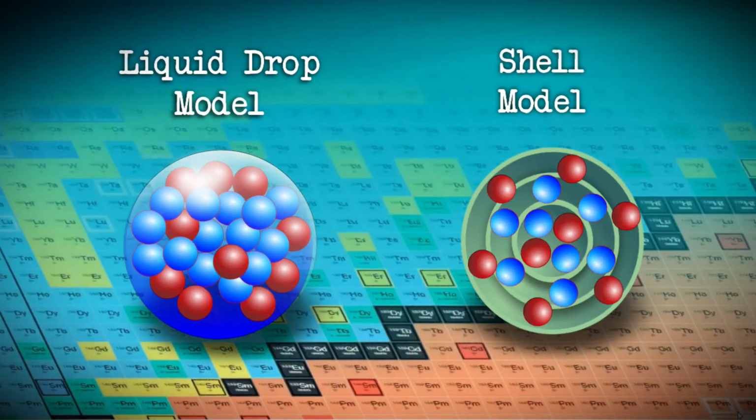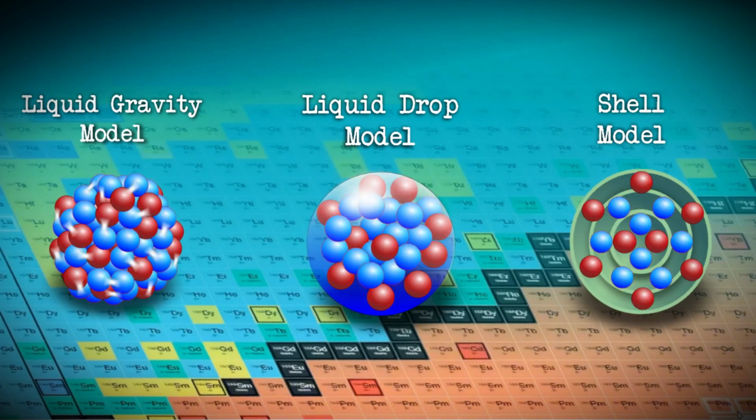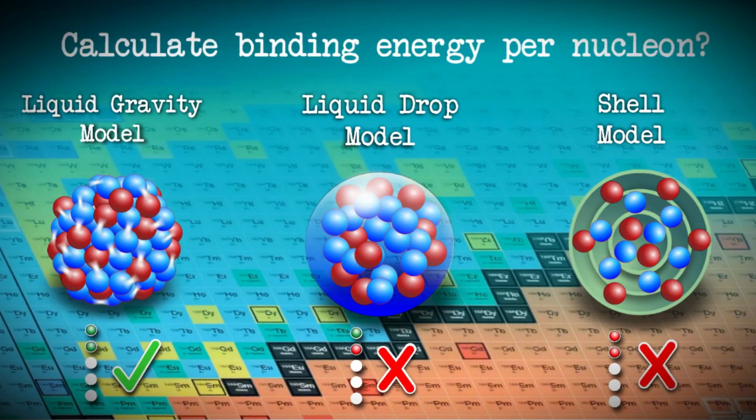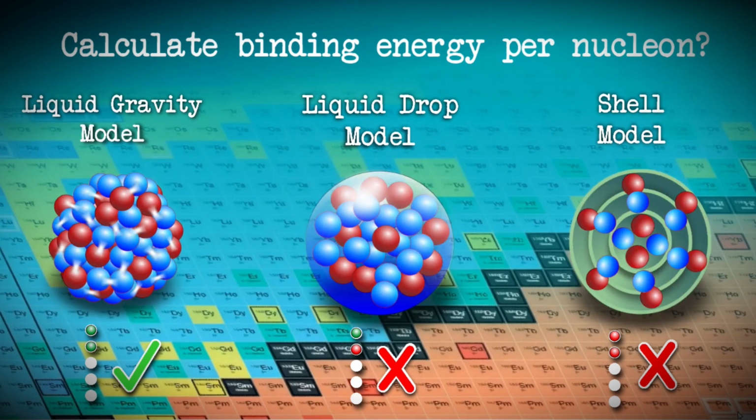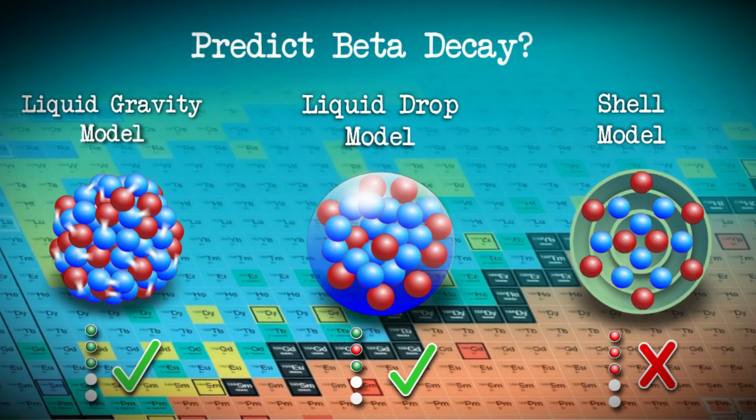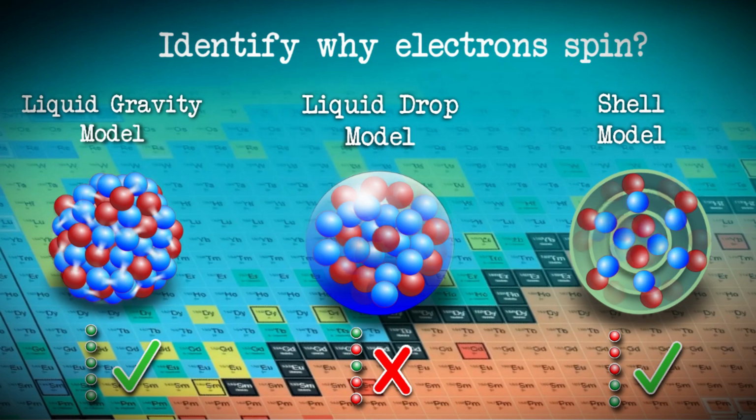Why do we need a new atomic model when there are 2 that scientists have already developed? Their models don't help to predict new atoms and can't answer all the questions. Like, can they calculate binding energy? If so, can they break it down into energy per nucleon? What about predicting beta decay? Or stability patterns? And what about the spin of electrons?